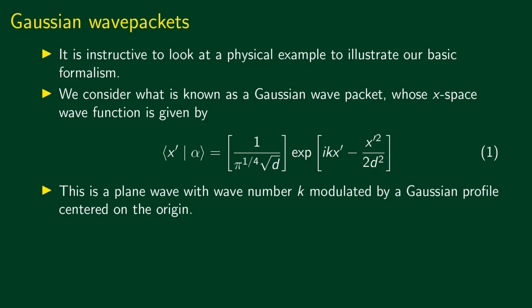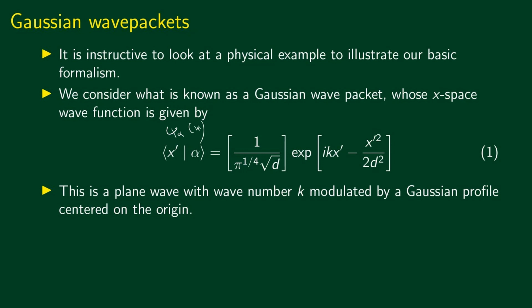All right, so this is the x-space wave function. We can write this as psi alpha of x prime, which is given by 1 by pi raised to 1 by 4 square root of d. This is the normalization part, and exponential i k x prime minus x prime square divided by 2d square. Now remember, without this term, this is simply a plane wave. This is what we called a plane wave, a momentum eigenfunction.